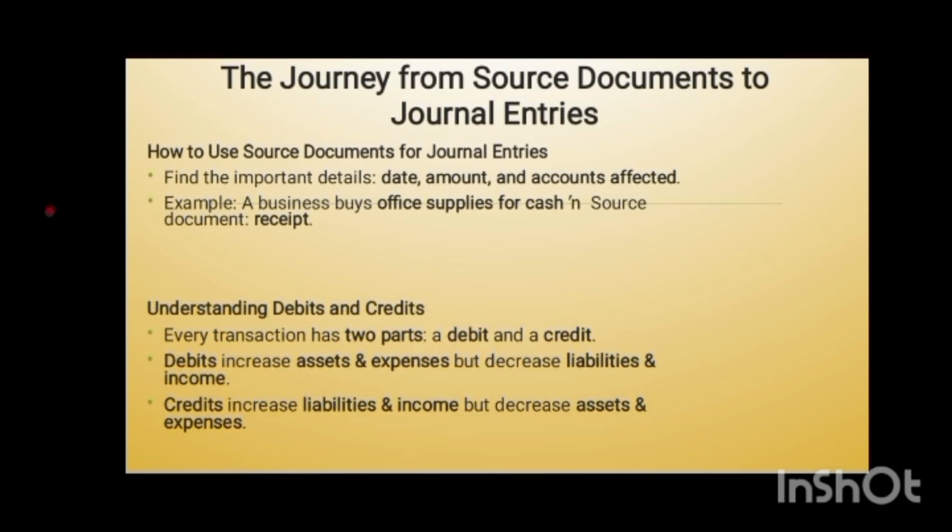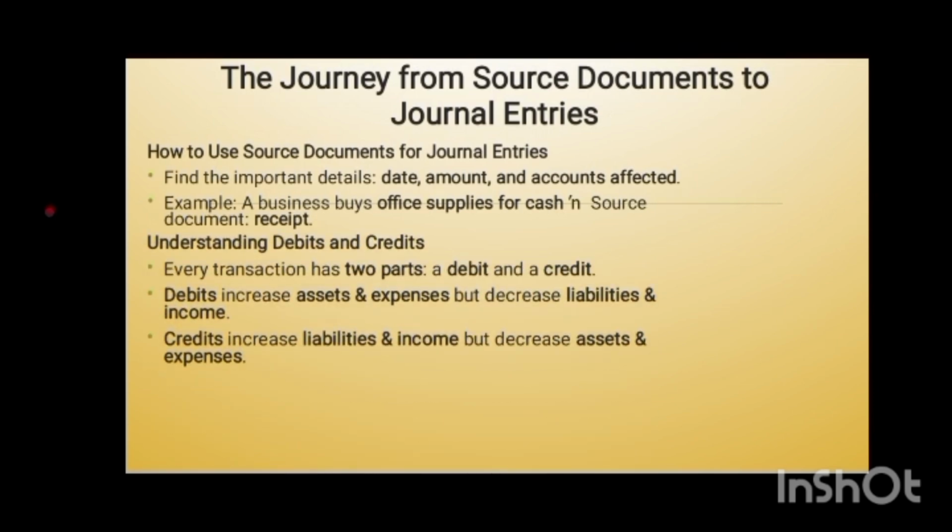And that can be checked later on. So for posting a journal entry, we must understand the debits and credits, because to post any transaction in the journal entry, it must be affected in two ways, debit and credit. So every transaction has two parts, a debit and a credit. So the question is, what will be debited and what will be credited in the journal entry?